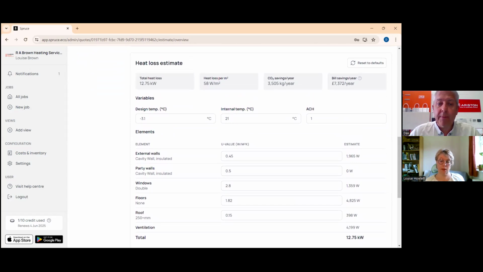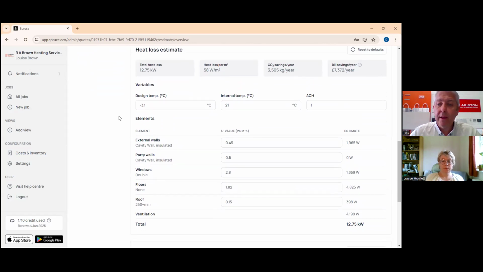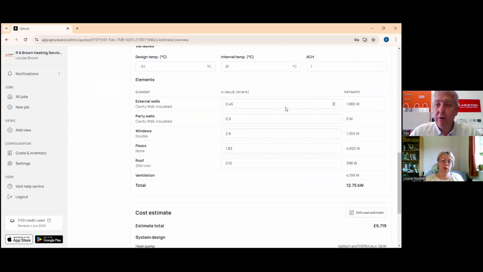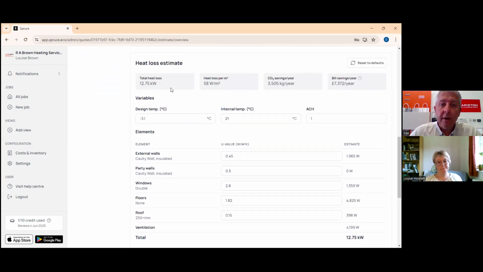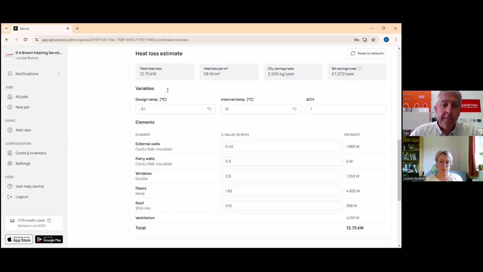And if I haven't spoken to them already, if I'm still speaking to them, then we can basically have a look through and double check some of the figures, because what we're looking at here, the system is trying to do its own heat loss estimate. At the moment, it's saying the building needs 12 kilowatts, 12.75 kilowatts of energy.